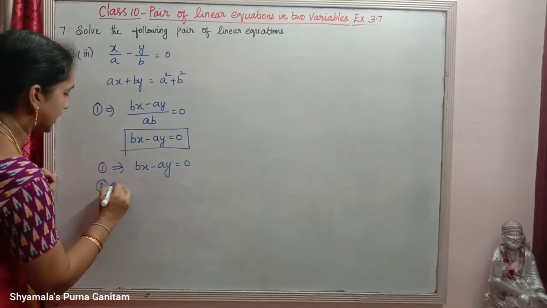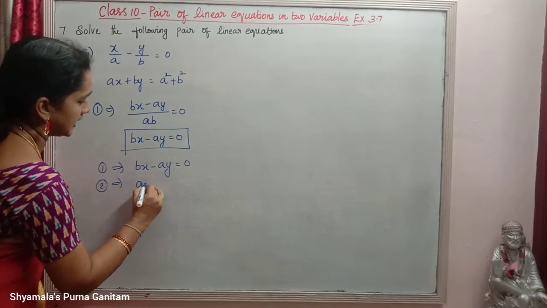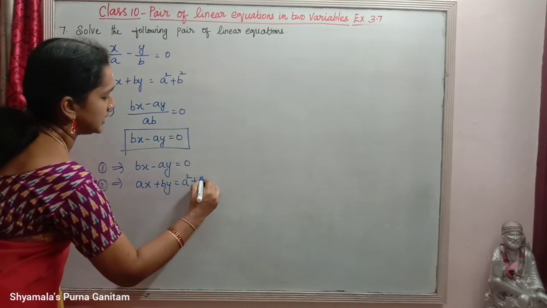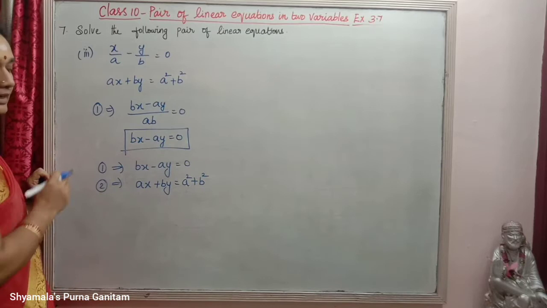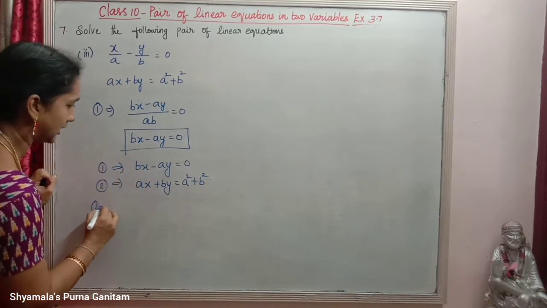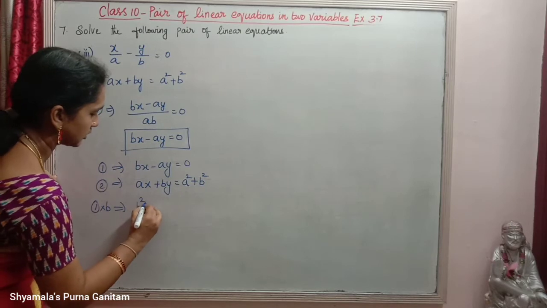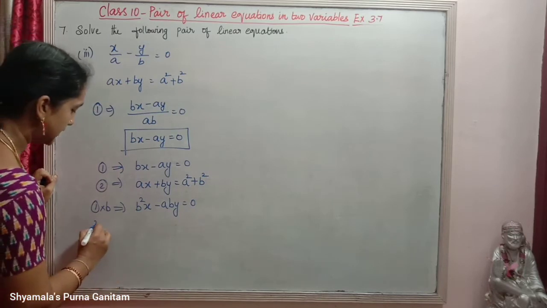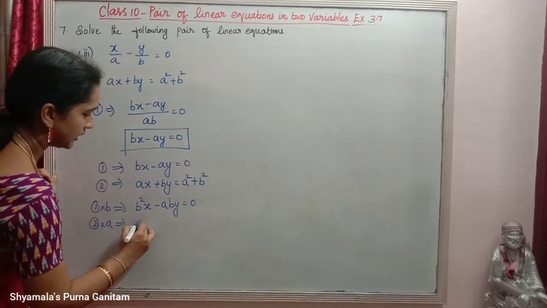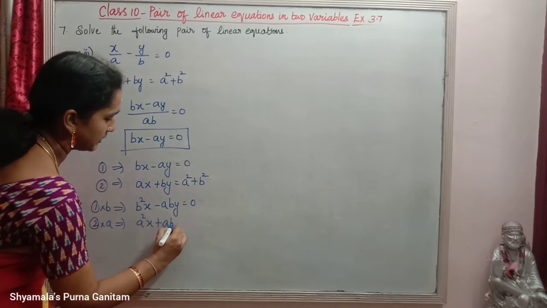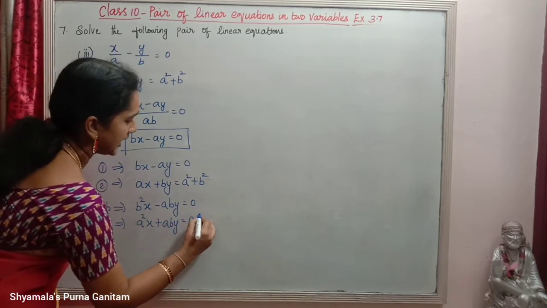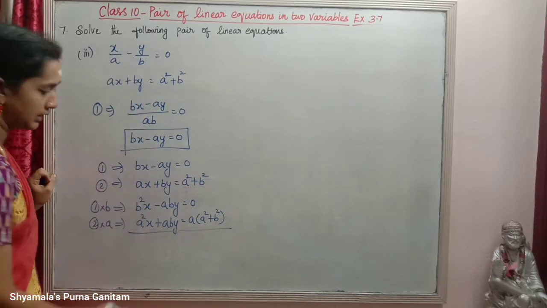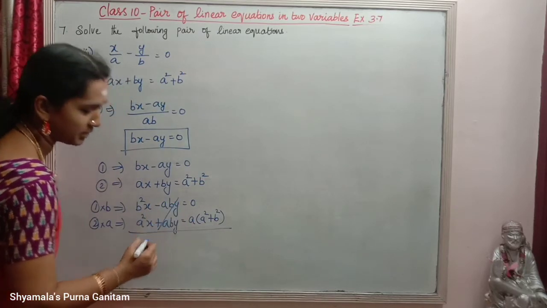Then second equation I will write as it is, that is ax plus by is equal to a squared plus b squared. So in this, directly it cannot be cancelled. The first equation I will multiply by b. So it will be b squared x minus aby is equal to 0. Then second equation into a. So a squared x plus aby is equal to a into a squared plus b squared. Okay. So when it is added, plus aby minus aby will get cancelled.